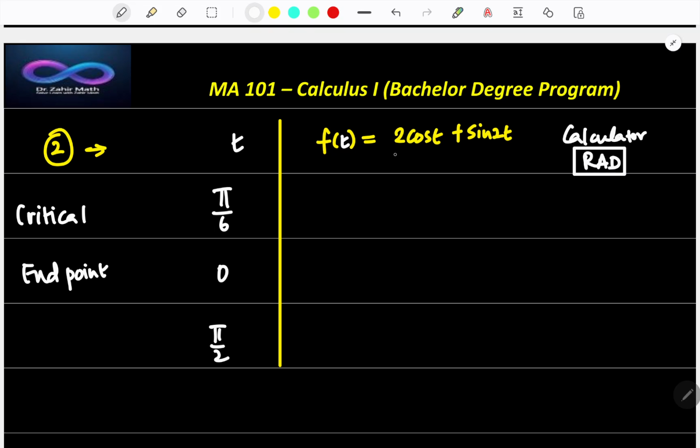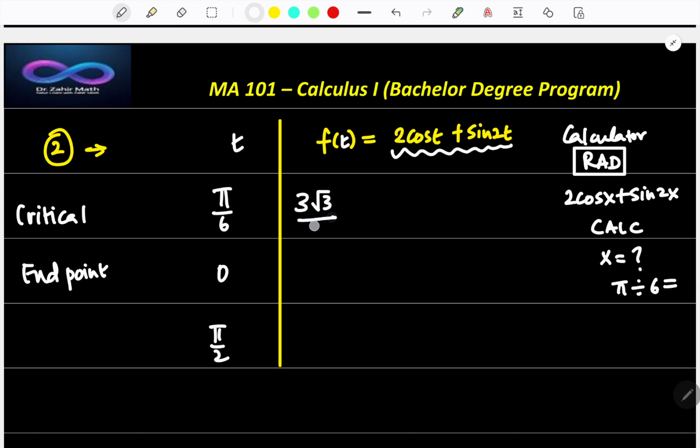Okay, right. Type this equation, all of you. Now you got it, all of you. So type this equation, 2 cos t plus sine 2t. There is no t in the calculator, so use x. You're going to use 2 cosine x plus sine 2x. Just use this one. And then press the CALC key. The calculator will ask you x question mark. Just put pi divide by 6, using this divide key, and then press equal. You will get 3 root 3 divided by 2.